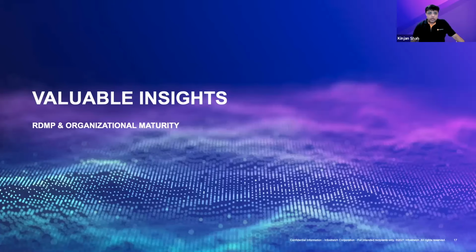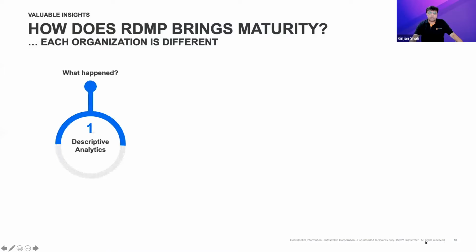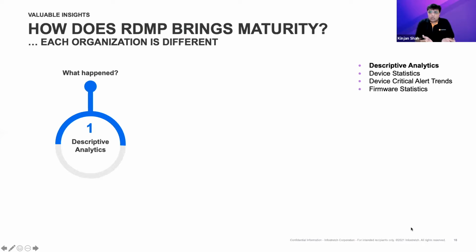So if we look at the insights, can we go to the next one? Here is how we come up with this maturity. We touched base a little bit on data maturity. Now we are only focusing on the visualization maturity, where the first target is what happened. Let's understand what happened, the descriptive analysis. That's the first thing we are focusing on, and it's device statistics, the device critical alerts that we are receiving. What are the different firmwares?